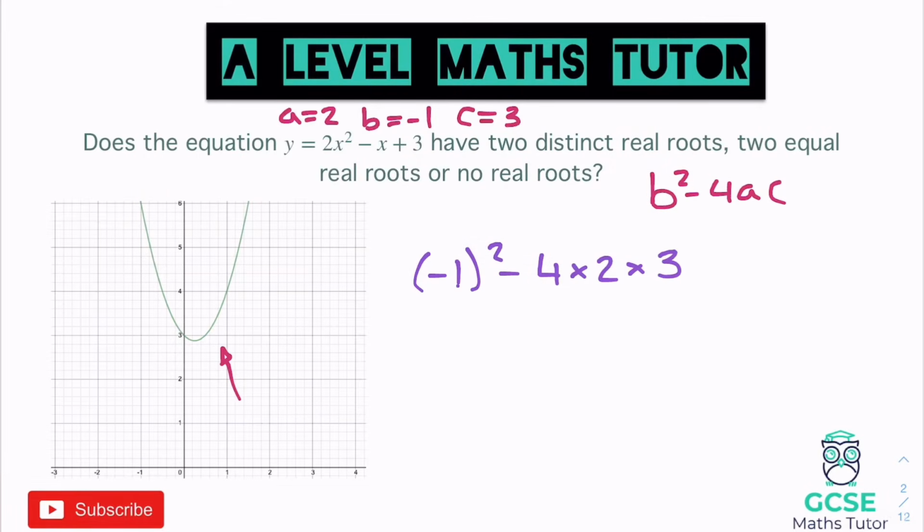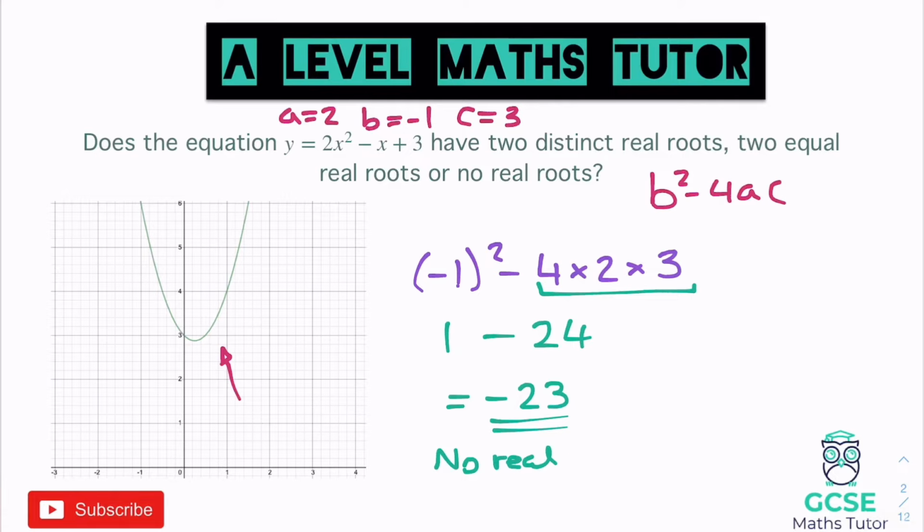So -1 squared is +1, and we're going to take away 4 times 2 times 3. 4 times 2 is 8, times 3 is 24, so it's 1 take away 24. Right, so 1 take away 24 obviously comes out as -23. And thinking about that in terms of underneath the square root, if we try and square root a negative, there is no answer for that, so we would have no real roots for this one, which obviously we can see from the graph.